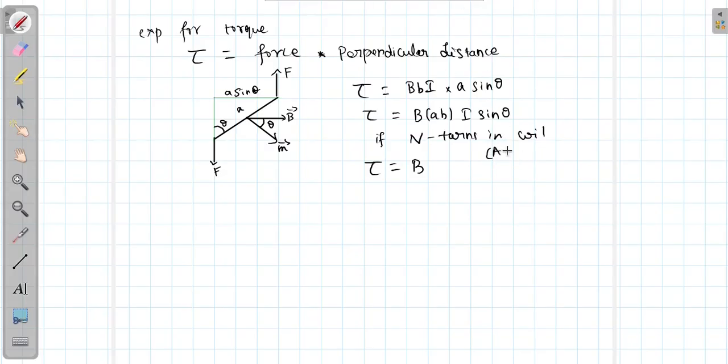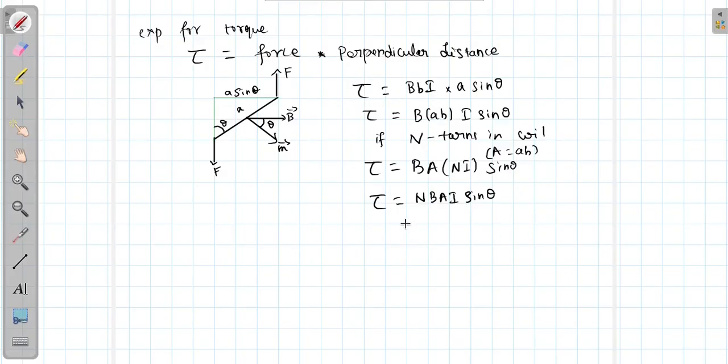B, A, where A is capital A, N I sine theta. Because if there are n turns, the current will be multiplied by n. Therefore, the total torque experienced by the coil is NBAI sine theta.